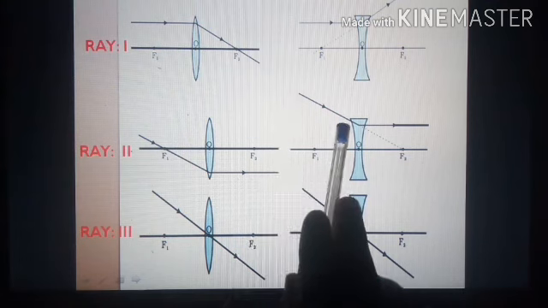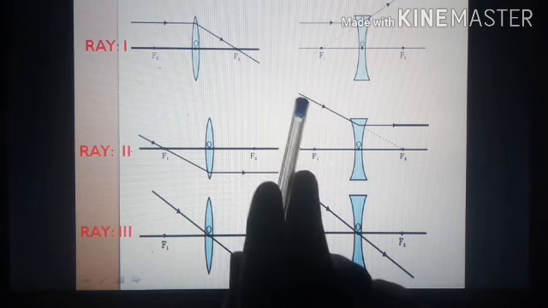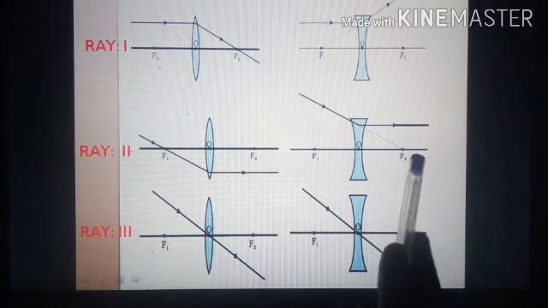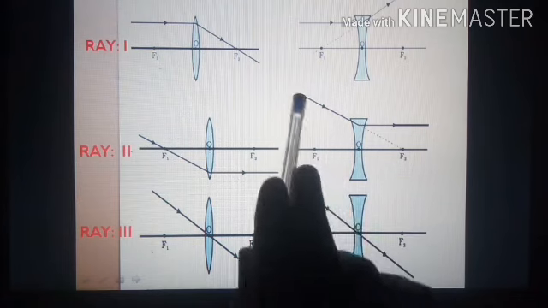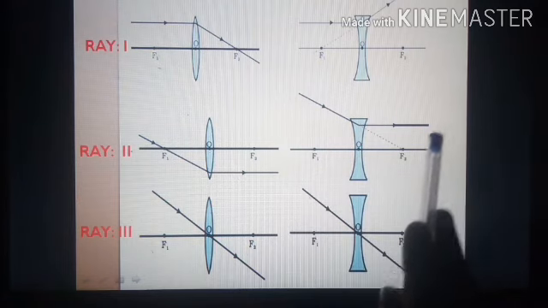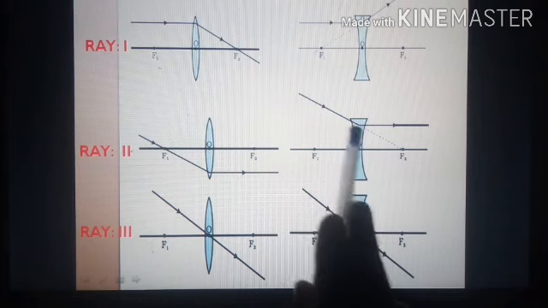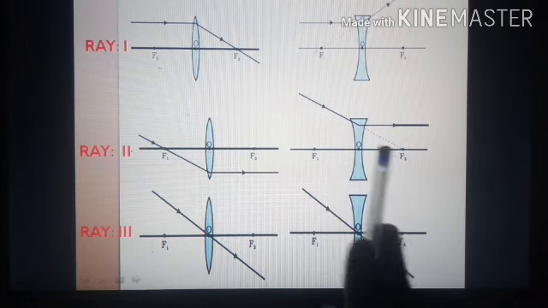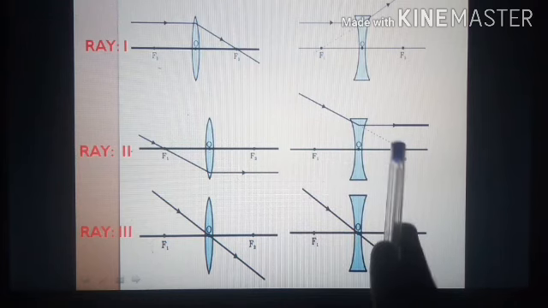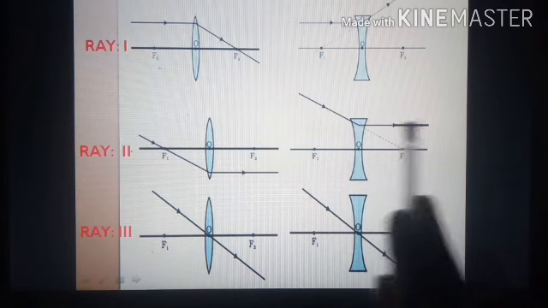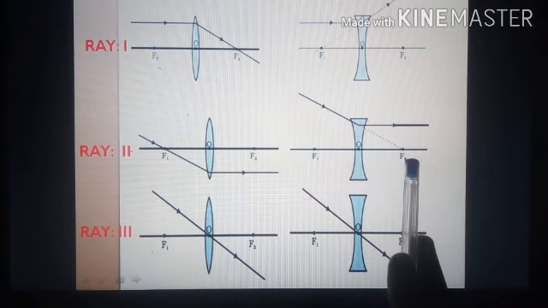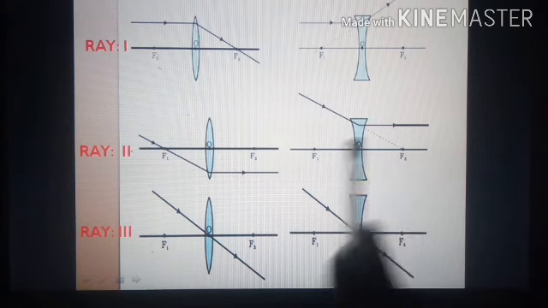So if this is the incident ray, it appears to meet at the principal focus, but actually after refraction it passes parallel to the axis. So it does not actually meet at the principal focus, it only appears to meet at the principal focus. After refraction it will pass parallel to the principal axis. So this is the second ray.